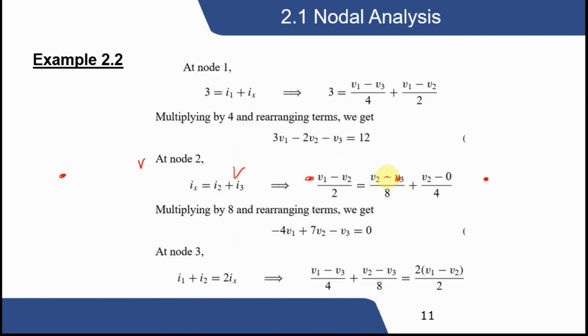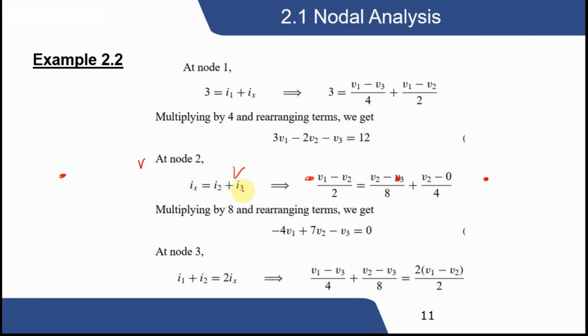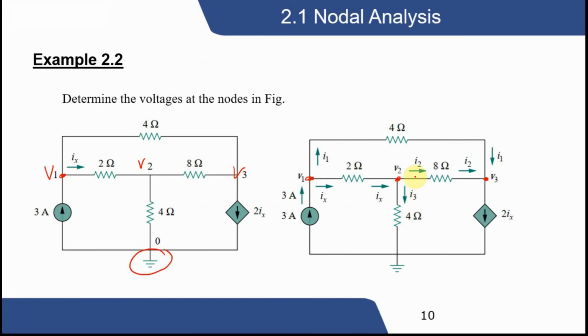Similarly, we have to apply this for node 2 and node 3. As you can see, for node 2, Ix is entering, and I2 and I3 are leaving. So entering equals leaving. As you know, Ix equals V1 minus V2 over 2, equal to I3, which is V2 over 4 ohms, and I2, because current is leaving from V2, is V2 minus V3 divided by 8.